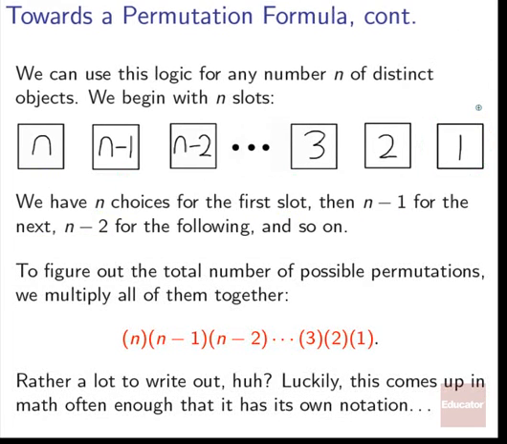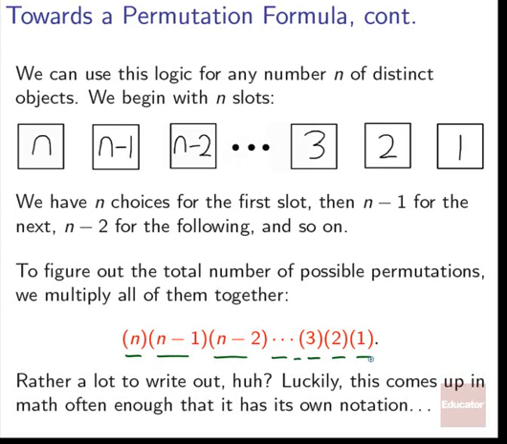To figure out the total number of possible permutations, we just multiply them all together, right? We've got a first choice at n, a next choice at n minus 1, next choice at n minus 2. So to figure out everything, we just multiply them all together, and that'll tell us all of the possibilities that could come out of this. So first one was n. Next one is n minus 1, next one times n minus 2, next times n minus 3, times n minus 4, and so on. We eventually get down to times 3, times 2, times 1. Now, that's rather a lot to write out, right?